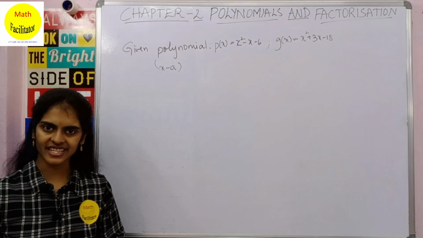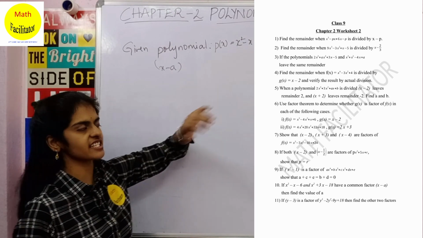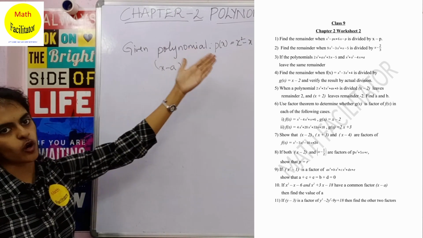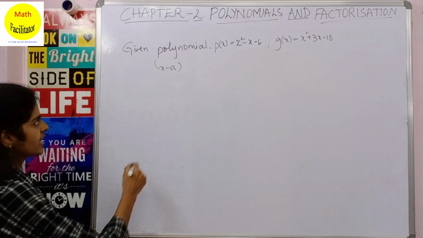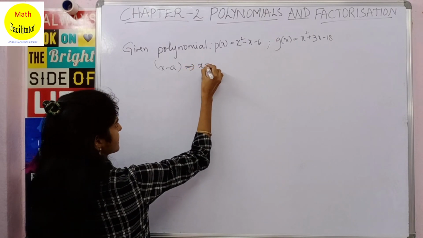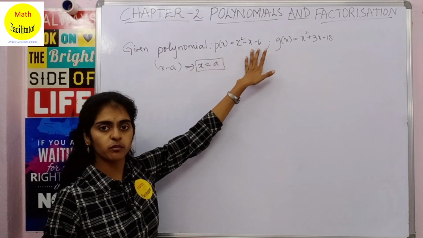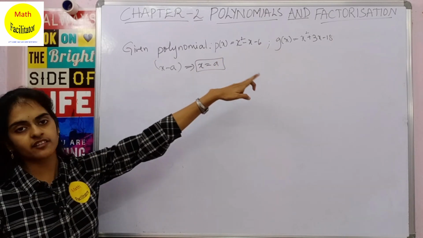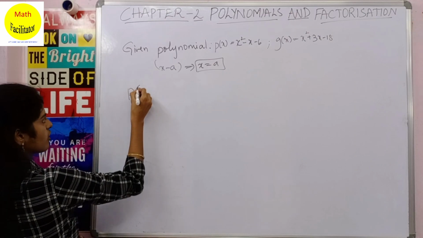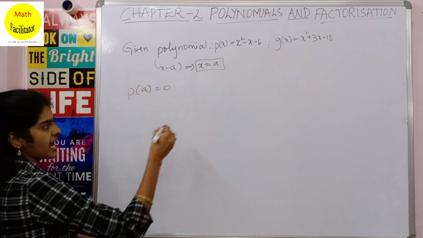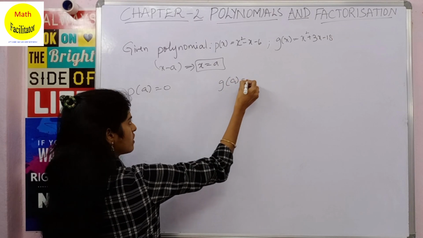Moving on to the next question, you have two polynomials p of x and g of x, and x minus a is a common factor of both the polynomials. Firstly, let us find out what x is. x is a, since x minus a is a factor of both the polynomials. That means the remainder will be 0. That means p of a is 0, and g of a is also 0.